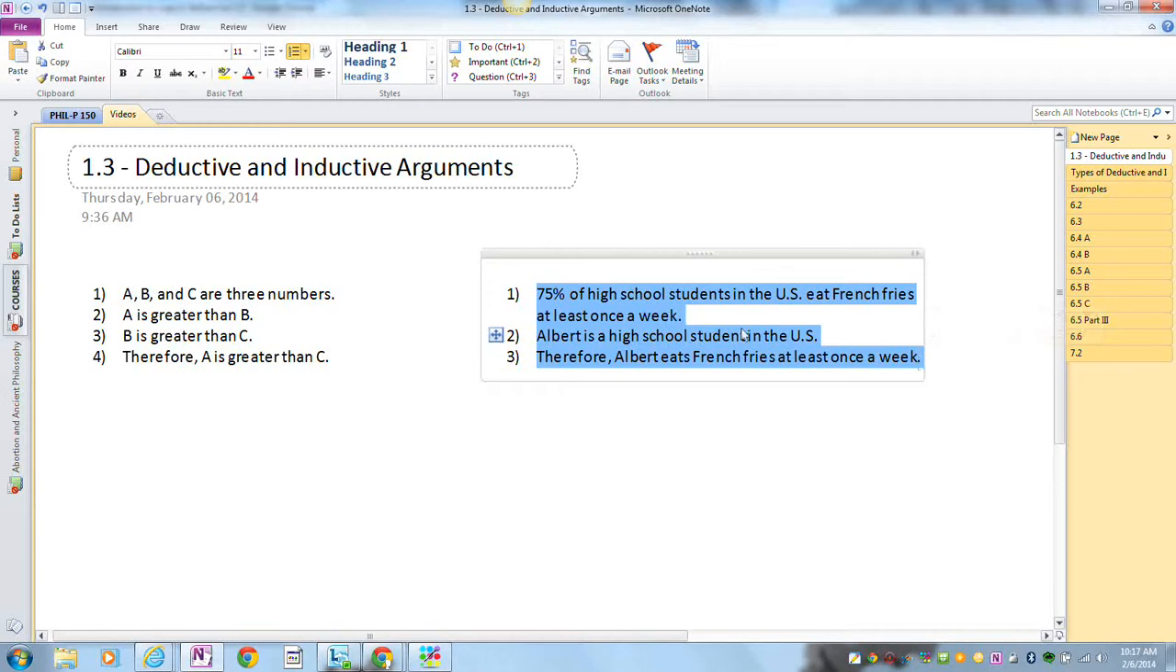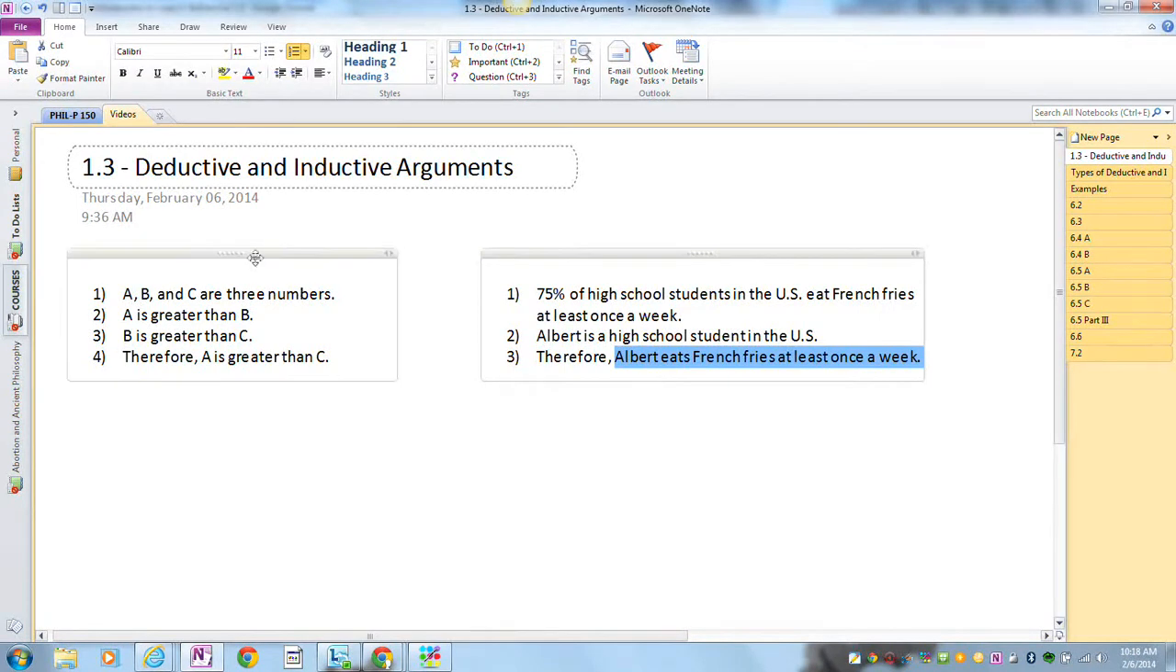So the nature of the inference here is that the premises, if you're really honest about this, only support the conclusion to an extent. They make it likely, they make it probable. So even if you were to rephrase the conclusion, so as to say it's absolutely certain that Albert eats French fries at least once a week, the argument would still be inductive, not deductive.